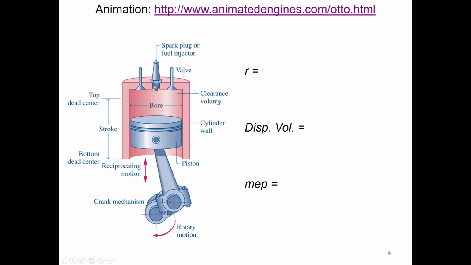So there's a clearance volume that exists. When the piston is all the way at the top, there's still a little bit of space at the top, so it's called the clearance volume. The location is called top dead center, and that's the top of the stroke. And at the bottom of the stroke is bottom dead center.